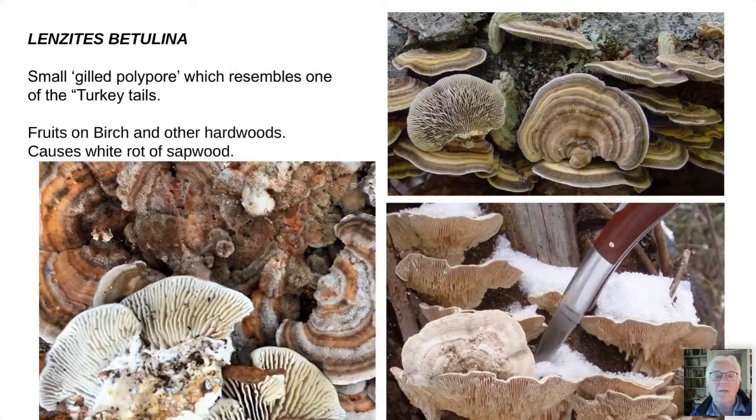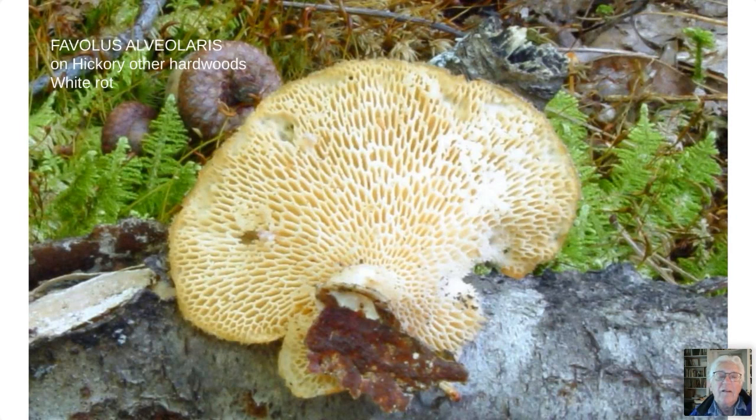So this resembles a polypore. It causes white rot of sapwood. And again, you'll find these persisting into the wintertime. This is a mushroom of late winter, early spring. It's Favolus alveolaris, maybe a new name by now. I find it on hickory. I've never tried to eat this, but they say it is edible when it's young and tender. It's kind of woody, kind of tough, and has this very interesting arching pore-like surface underneath it.